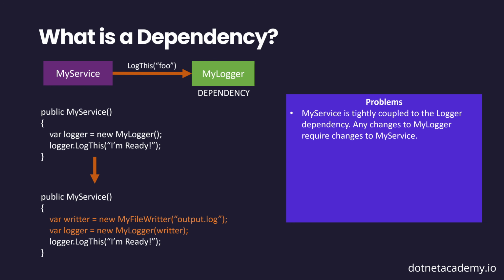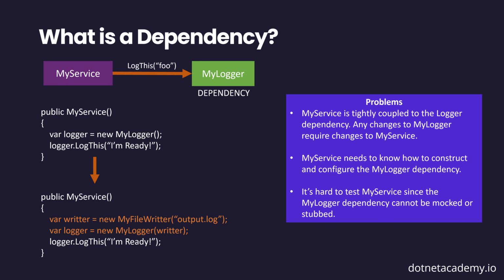myService needs to know how to construct and configure the myLogger dependency, like is the case here with the myFileWriter object, which needs to be configured with an appropriate file to send the output logs. This makes it hard to test myService since unit tests won't be able to mock or stub myLogger. An output.log file will always be created, which would slow down tests, and this assuming that the tests have access to a place to write files to.